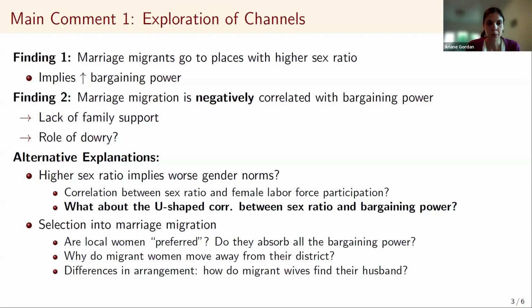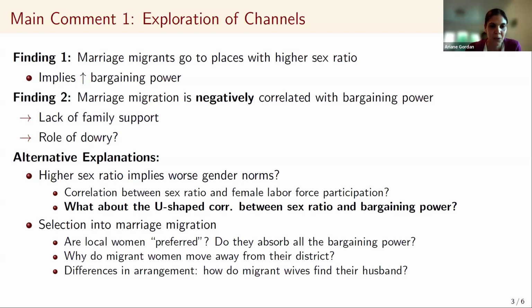I was wondering if it could also be the other way around, that a higher sex ratio implies worse gender norms, that this would also be in line with your findings. And so maybe you can show some correlations between the sex ratio and female labor force participation, or other empowerment measures.